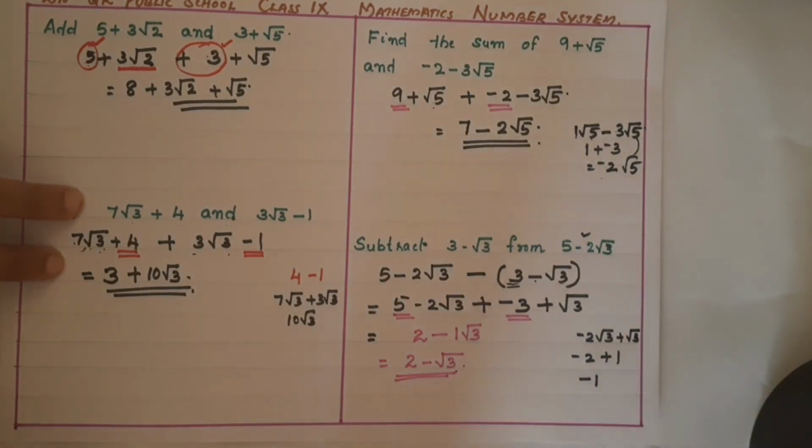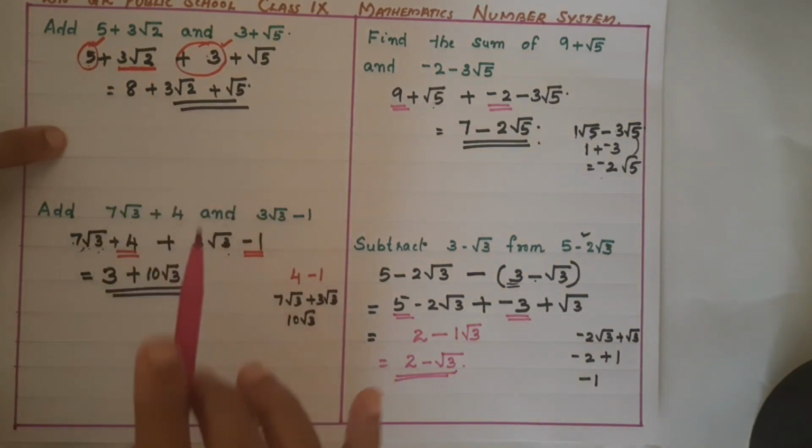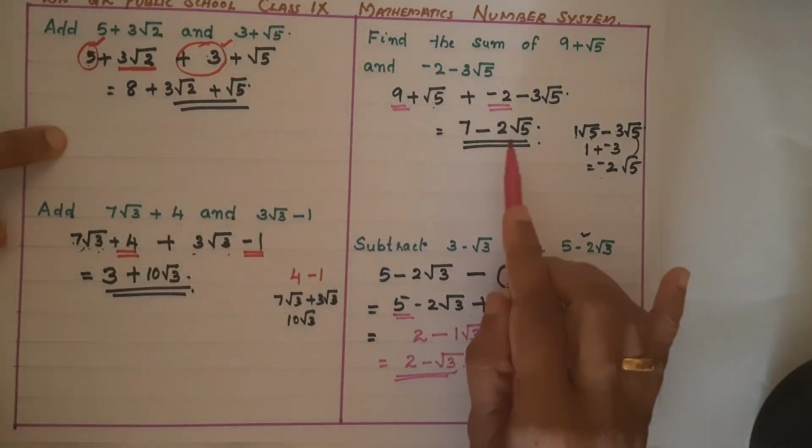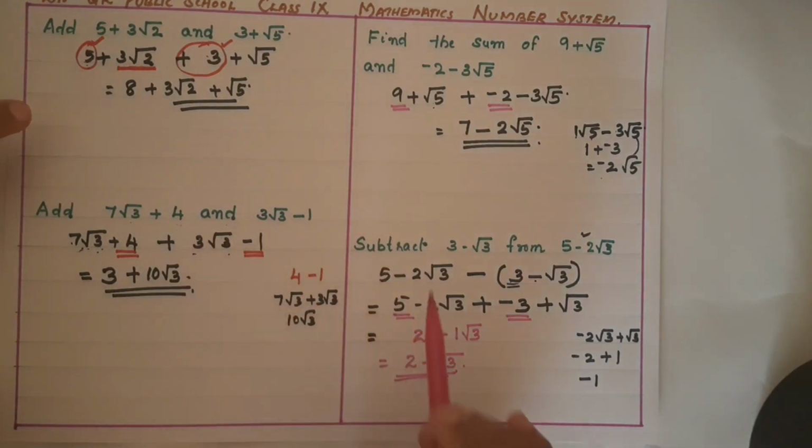Okay children. So here also we got irrational numbers. Here we got irrational number. Here irrational. Here also irrational. Okay children. So these are some more problems on addition and subtraction.